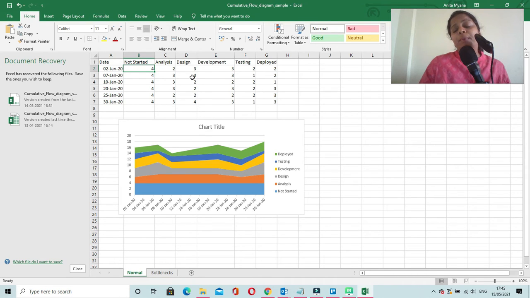Now when we plot this data on a cumulative flow diagram, this is the cumulative flow diagram. This is a graph which represents all these stages in different colors. All these bands represent each of the stages of your project, and these are the dates that we have plotted, and these are the number of tasks.